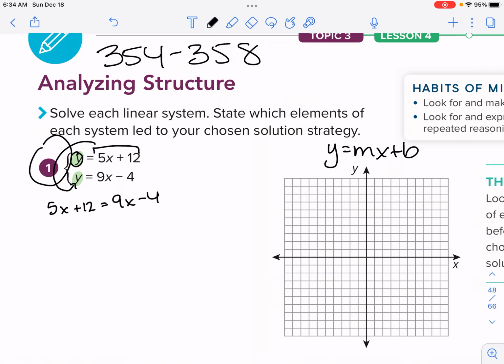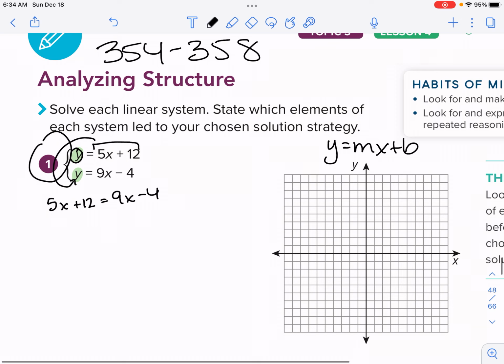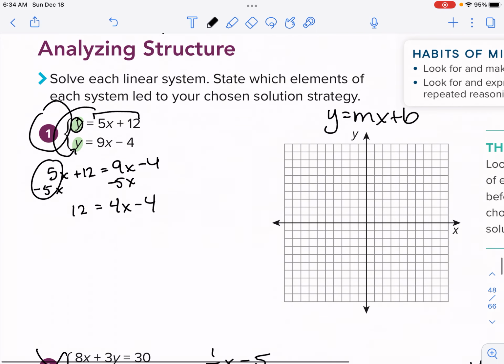So this is nothing new, right? We've done this before. But typically when I give you a system, I would say solve using this method. Here, it's down to you to choose. But let's go and solve this. Let's say I move variables to the right side. I'm going to subtract 5x from both sides. We'll get 12 equal to 9x minus 5x, which is 4x, and then we have minus 4.